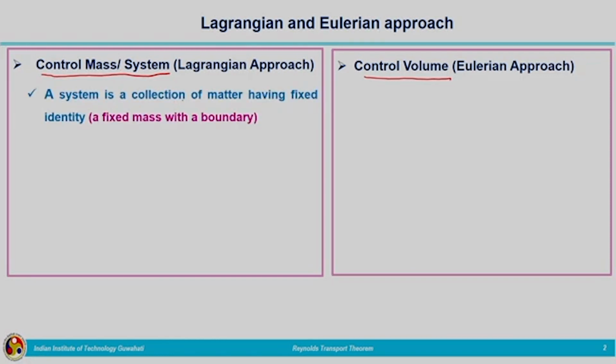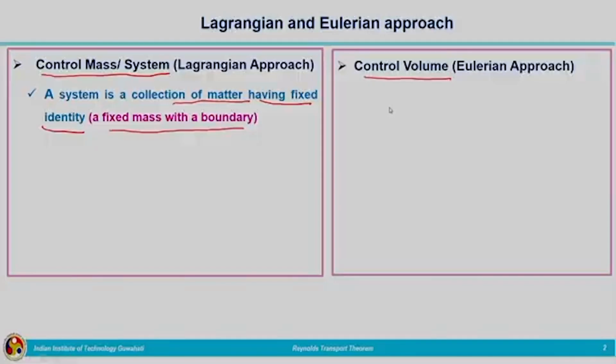System is a collection of matter which is having fixed identity. So, that is, it is a fixed mass with a boundary. In the Lagrangian approach, as we have seen earlier, we are tracing the fluid particle. It may be an individual particle or a number of particles together. So, we are tracing the flow path of these individual particles from the beginning to the destination.